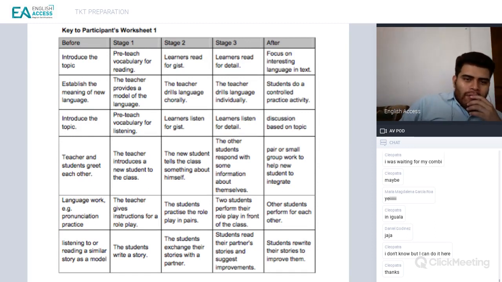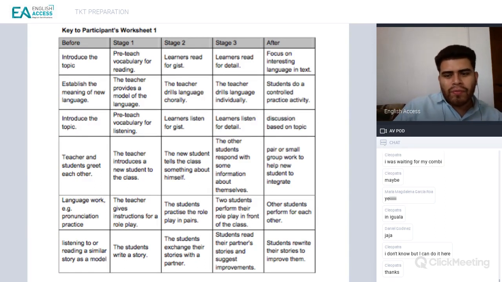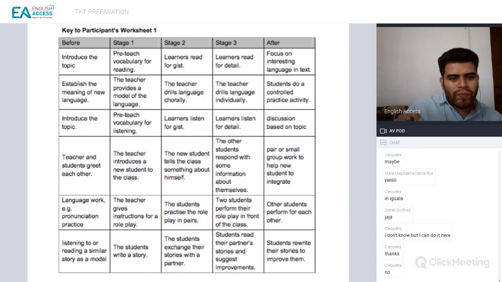Now, before we continue to module 3, I want you to take a look at this right here. I don't think you have this. I'm not sure. But I want you to just take a look at it. Here we have 1, 2, 3, 4, 5, 6 different types of classes.